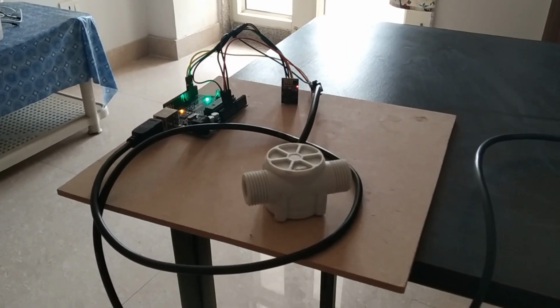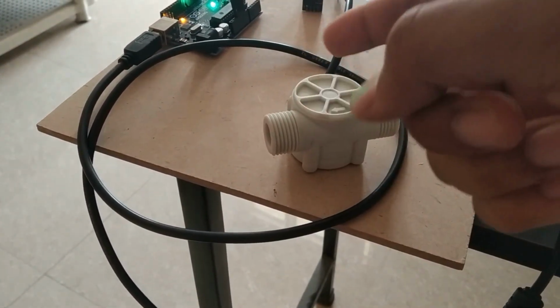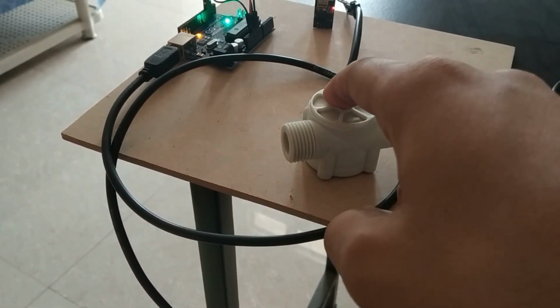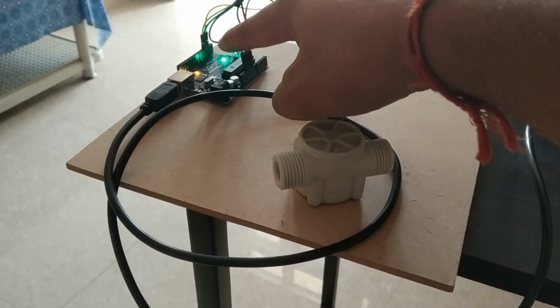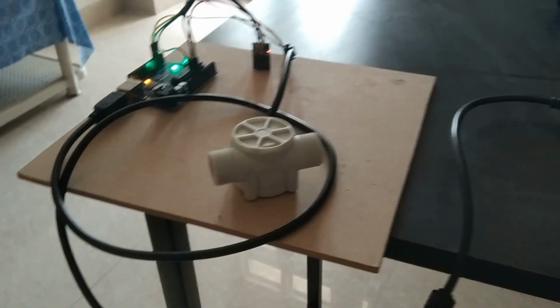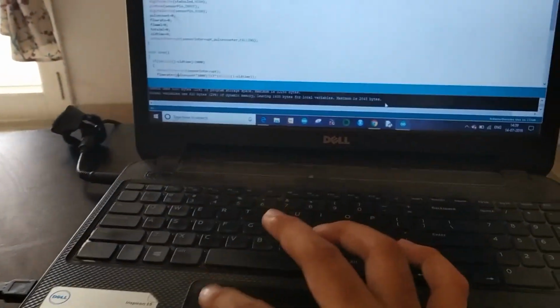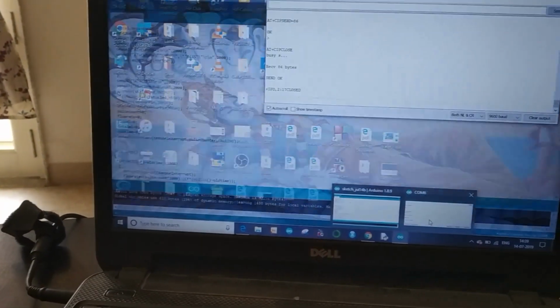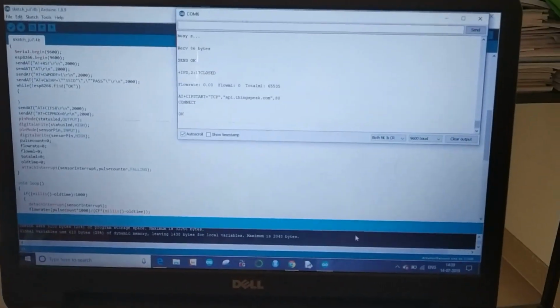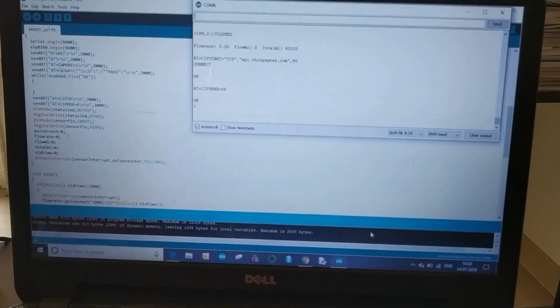So this is my entire setup. As you can see, I have a Hall effect sensor or a water flow sensor, an ESP8266 module, and an Arduino board. I have connected this to my computer, and as you can see, this is the code which I have burnt inside my Arduino Uno, and also I have already uploaded it, so you can see the serial monitor and how the readings have been taken.